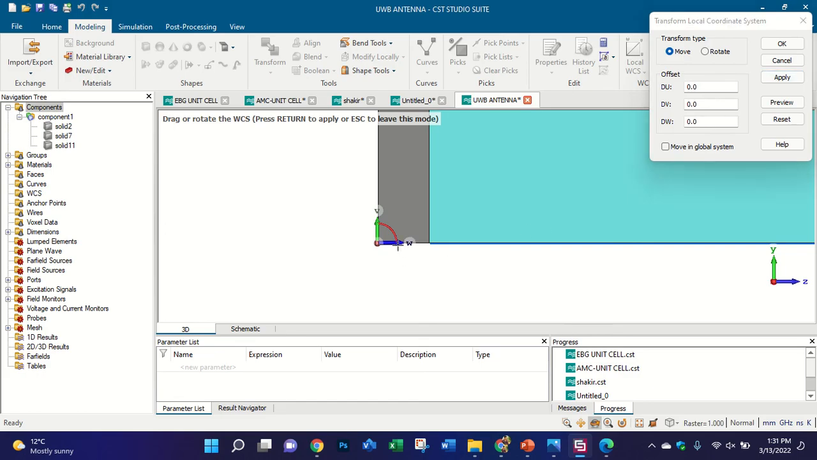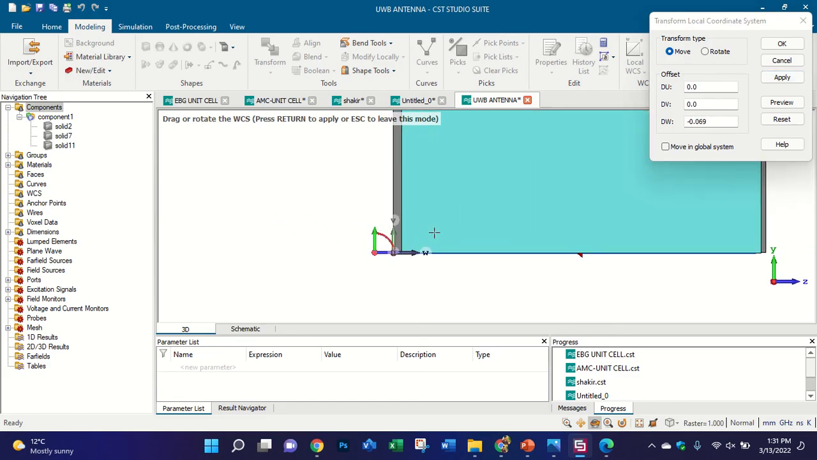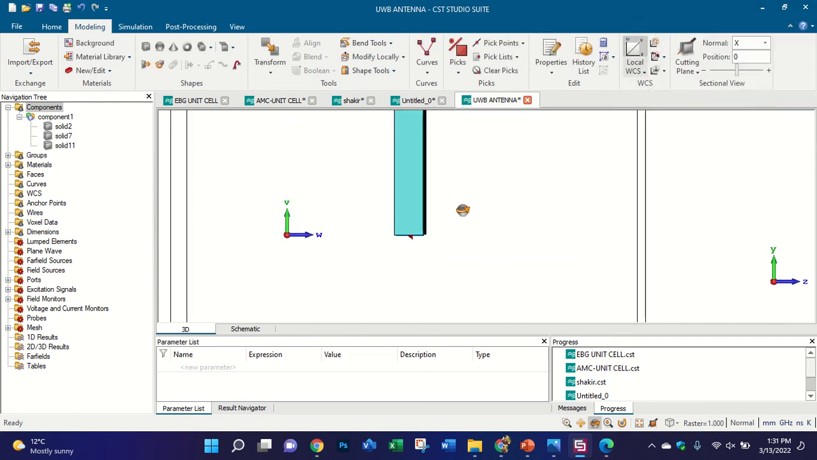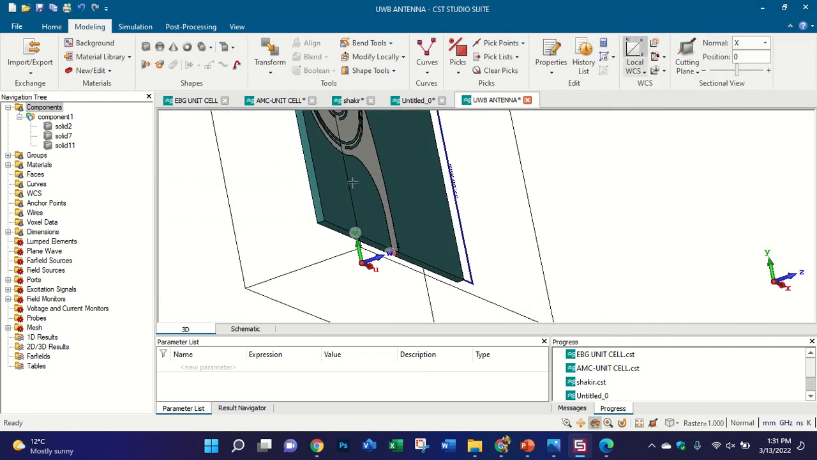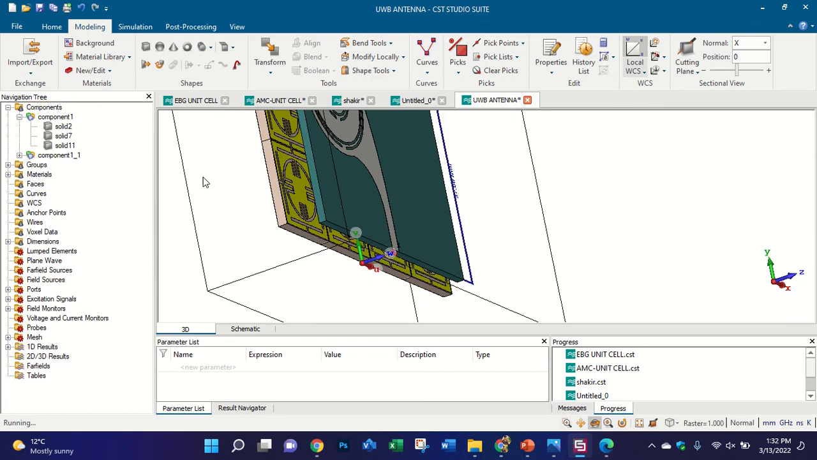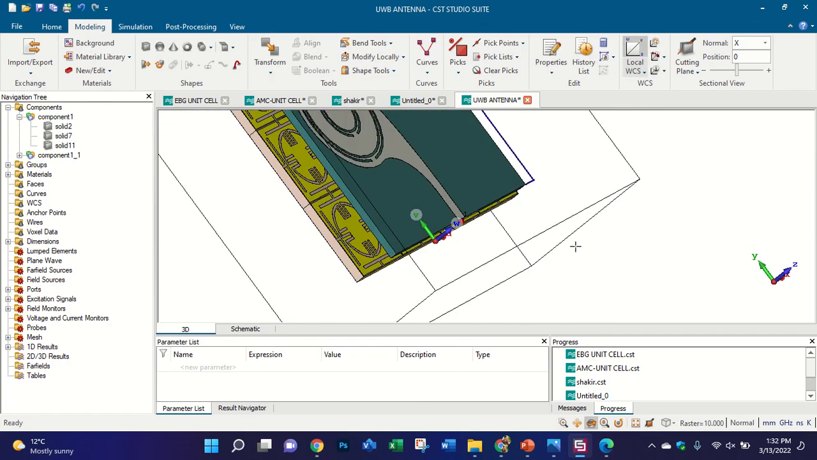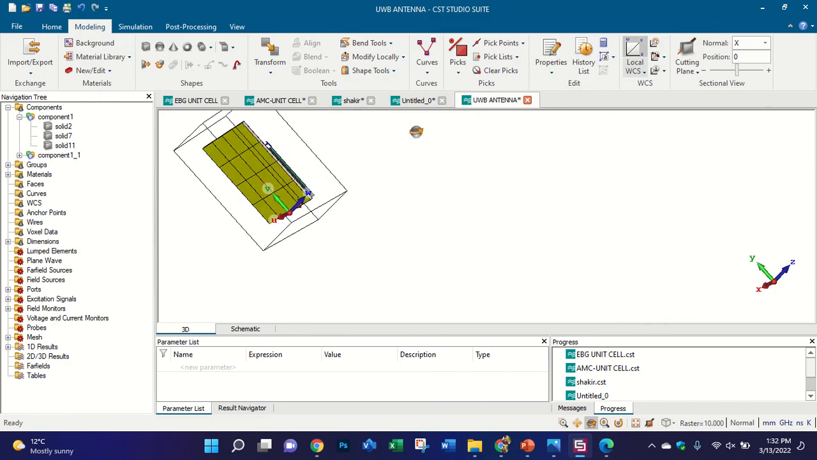Now you move 5 millimeter away. So I enter 5 millimeter here. Now click OK. So my metamaterial will be at a distance of 5 millimeter. Now I am clicking this one and pressing Control V. And you see, you have a metamaterial. After pasting this metamaterial, you need to press the escape button of the keyboard. So you see, this is the one.